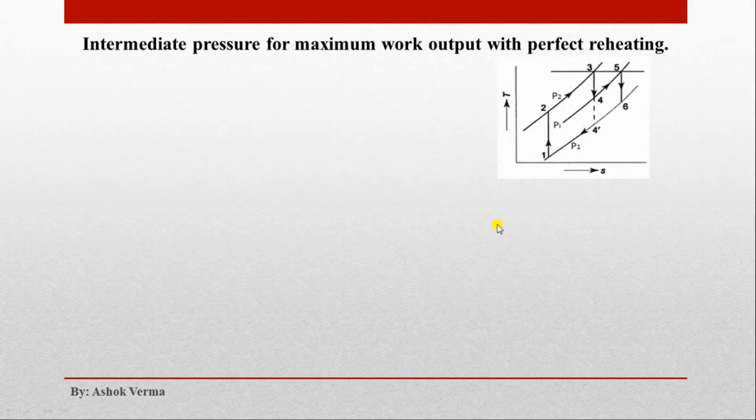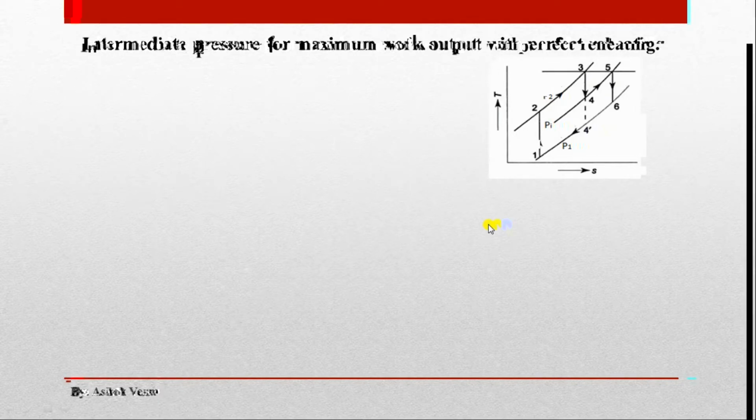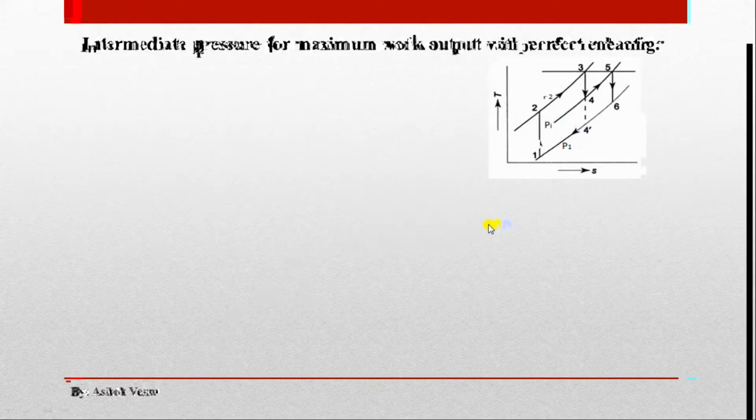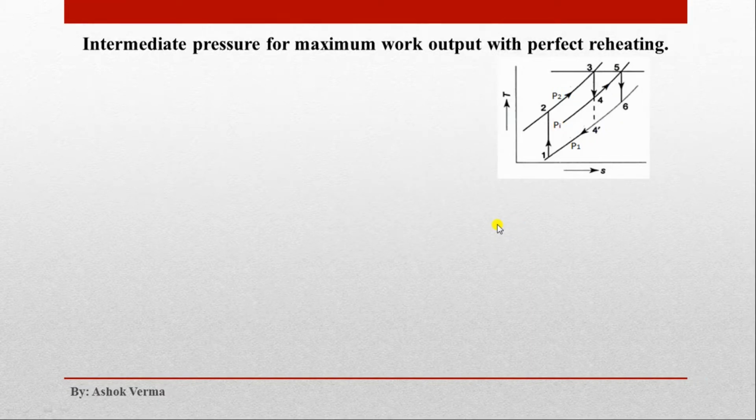So we will optimize the work output from the turbine. For getting the maximum work output, we have to find the optimum pressure ratio. What should this pressure Pi be? What should be the exit pressure from turbine 1, so that we can get maximum work output? The total work output from the turbine will be the work done by turbine 1 and the work done by turbine 2.